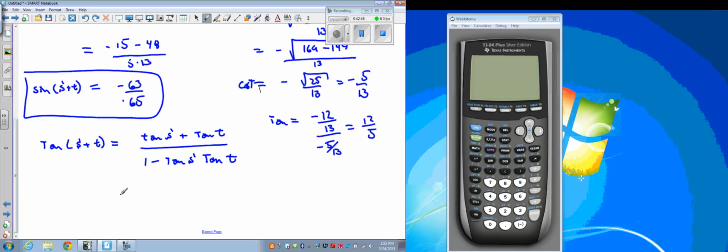Yeah. So this is going to be 3/4 plus 12/5, over 1 minus 3/4 times 12/5.